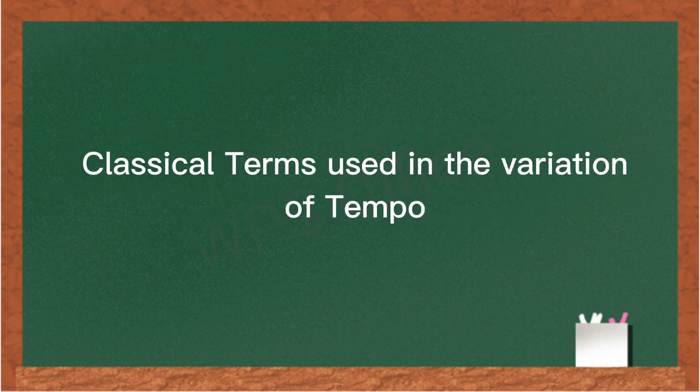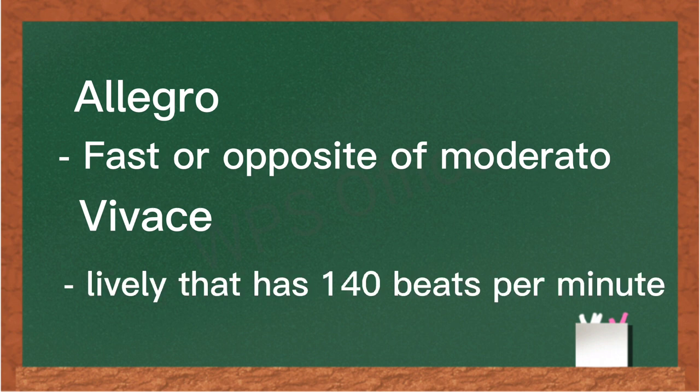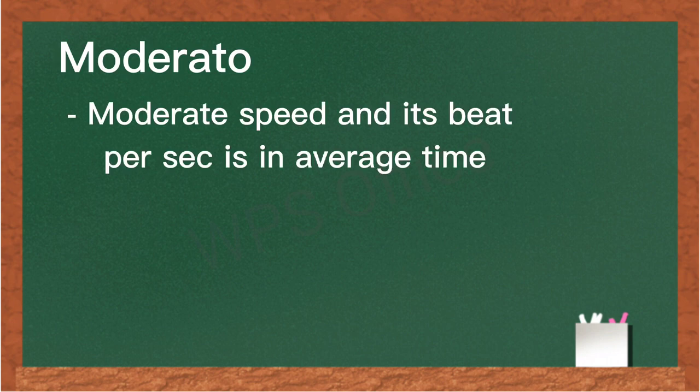There are classical terms that are used for the variation of tempo. First, allegro. It is a fast tempo, the opposite of moderato. Second, vivace. It is a lively tempo that has 140 beats per minute. Third one is moderato. At moderate speed, its beats per minute is in average time.